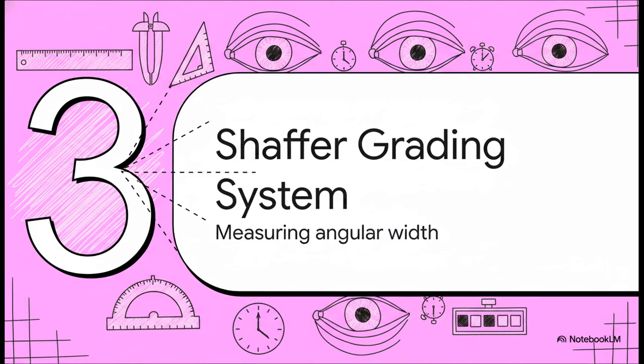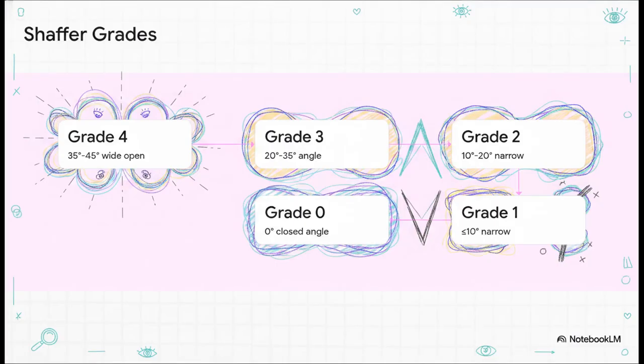Section 3, the Schaffer grading system explained. Okay, now that we've got the static landmarks down, we need to actually measure the space between them. And we do this using the Schaffer system, which is essentially our definitive clinical countdown. This system grades the angular width created between the mid-peripheral iris and the angle wall.